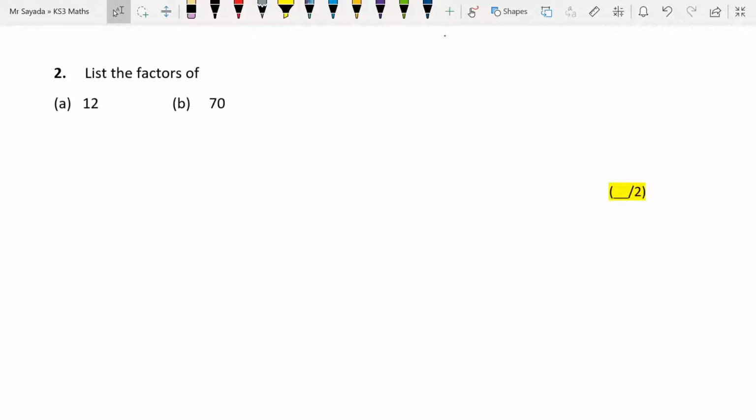Please pause the video while you do this question and press play once you're ready. You should have now done this question. Say to the video what you think the definition of the word factor is. So a factor is a number which goes into your number. So the factors of 12 are all the numbers that go into 12, all the numbers that 12 can divide by exactly. So my favorite way to do this is using factor pairs.